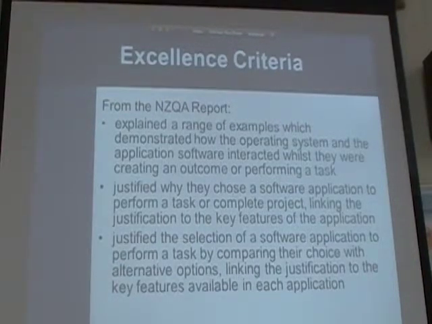Justifying why they chose a software application, remember this is to perform a task or complete a project, linking the justification to the key features of the application. I think that's the key there, is really linking those key features, what's available in that software that allowed them to better perform their task. Or I suppose you could genericize it to a generic task, but if they're writing it from their own personal experience, you know they're going to write in more detail. And they know why they picked that. So their writing will automatically, I think, move up a level because they really know why they did that.